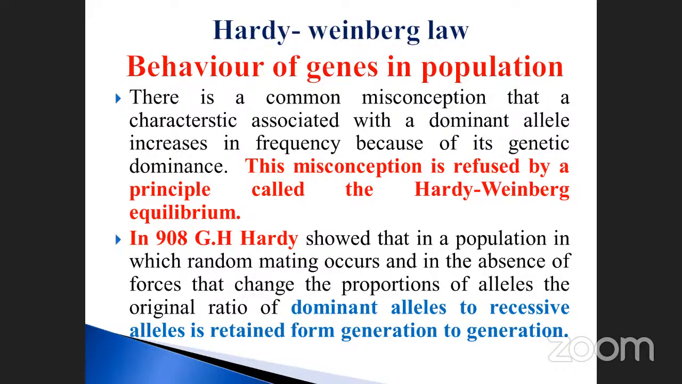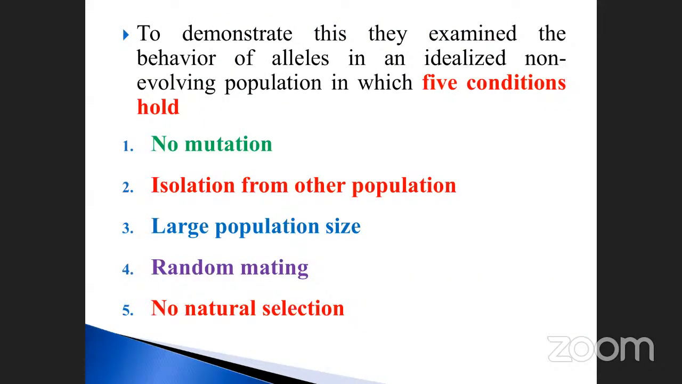It analyzes the behavior of a gene in the population. This is very, very important, my dear students. To demonstrate this, they examined the behavior of alleles in an idealized non-evolving population in which 5 conditions hold: no mutations, isolation from other populations, large population size, random mating, and no natural selection. These conditions are also named after the scientists Hardy-Weinberg.